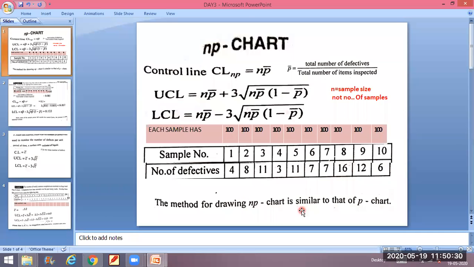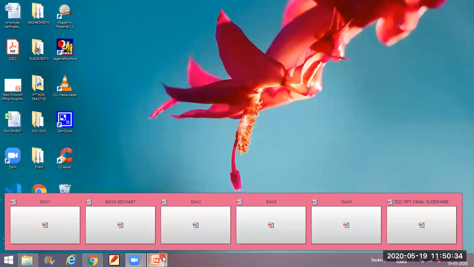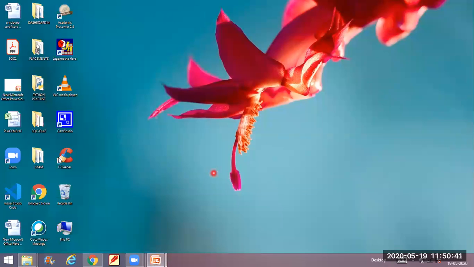Okay, this is about the C chart and NP chart. So I think we have covered all of it. Day 2, day 3, day 4, everything we have covered. Now we will discuss today's topic. One minute.